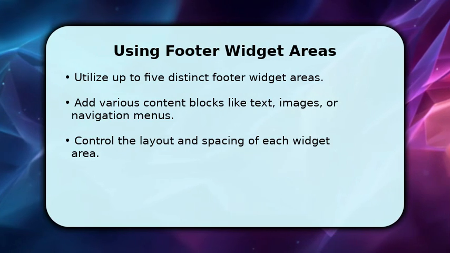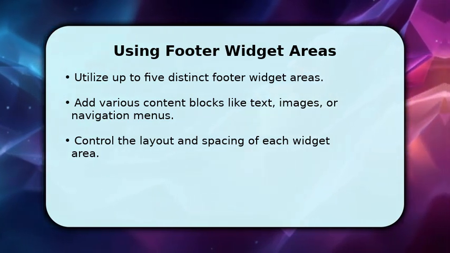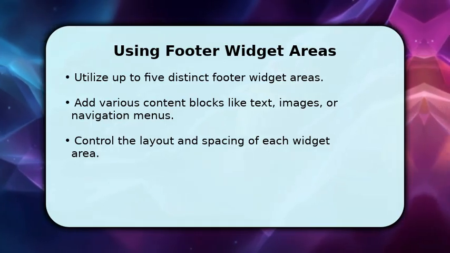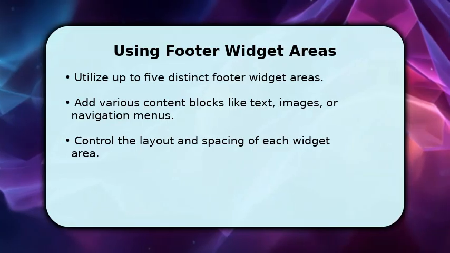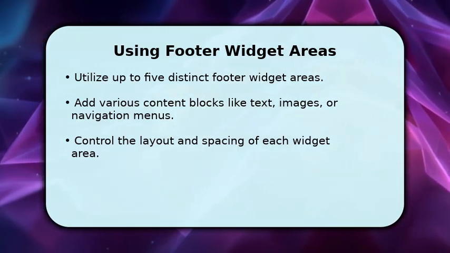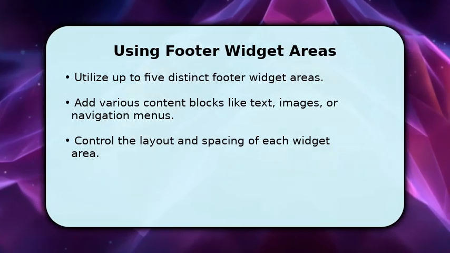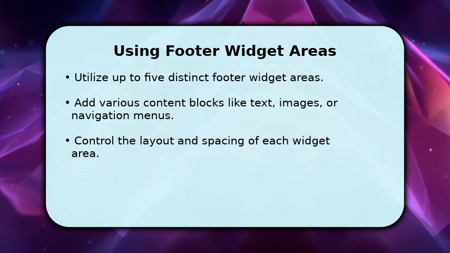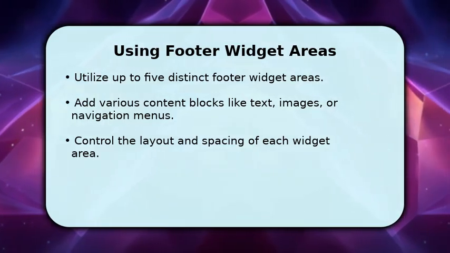GeneratePress offers up to 5 flexible footer widget areas, allowing you to add diverse content. You can easily insert elements such as text, images, or even custom navigation menus into these areas. To manage them, go to Appearance, then Widgets, and drag your desired blocks into the available footer widget sections. You can also adjust their layout and spacing within the Customizer for a polished look.